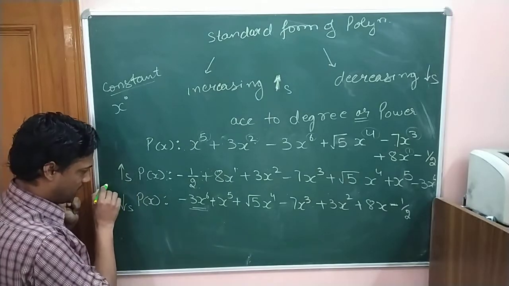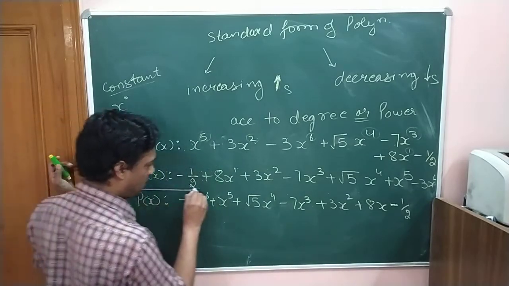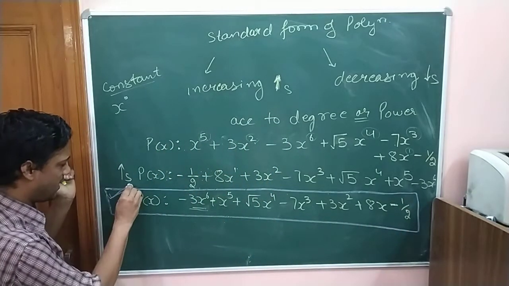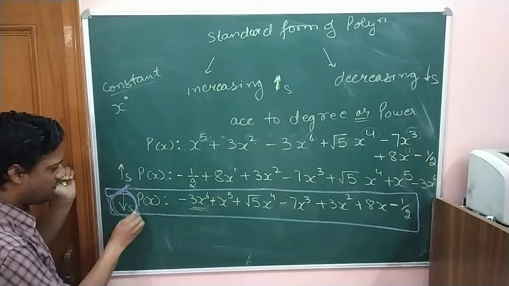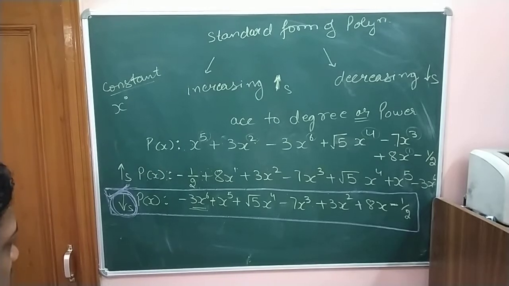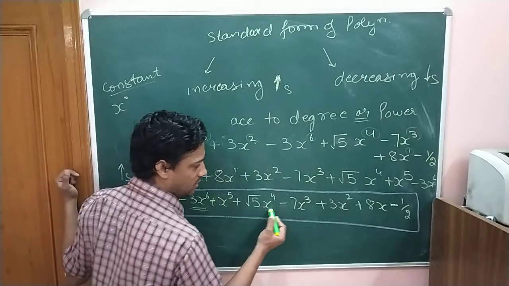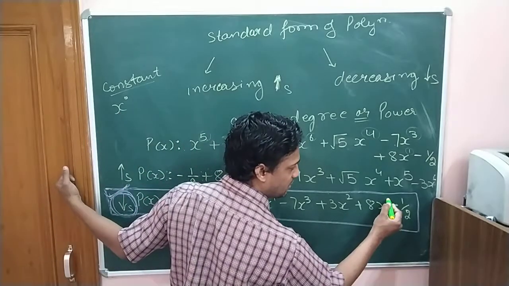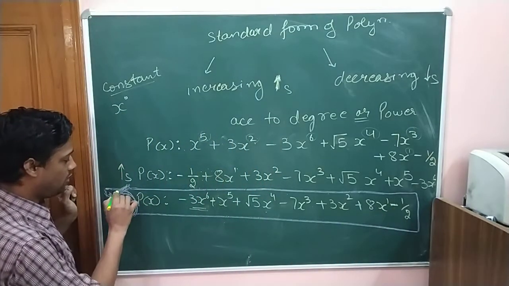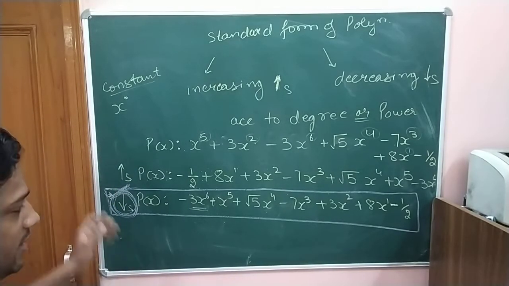Now, in books, 99% of books follow this decreasing order method. Whenever you see any polynomial in any book, they have written the polynomial in decreasing order. It means the highest power is written first, then decrease the power, then decrease the power, and at last the constant. 99% of books follow the decreasing order. Clear? But there are two standard forms, increasing order and decreasing order.